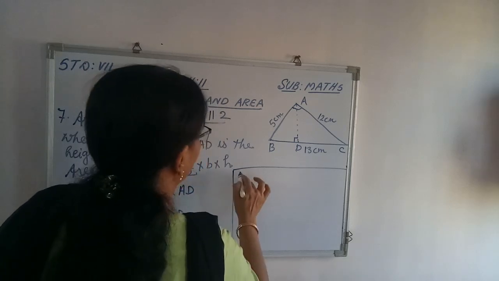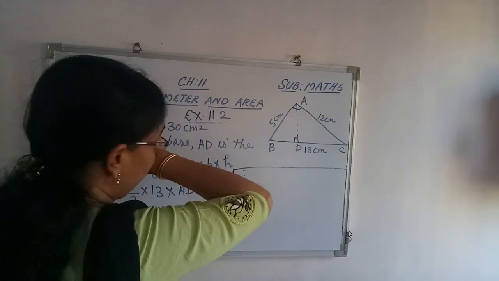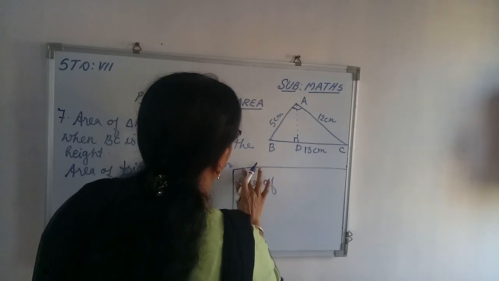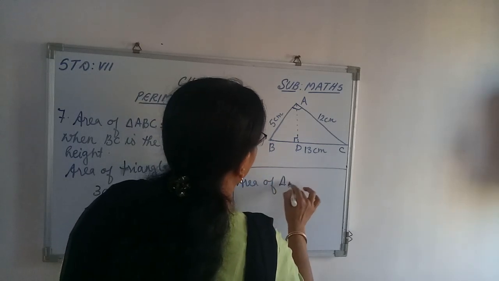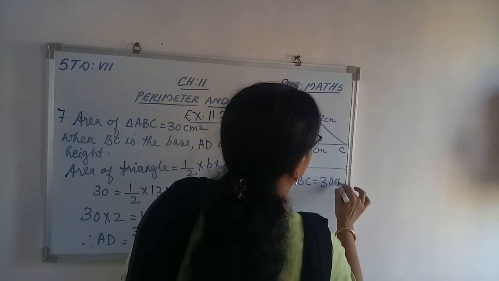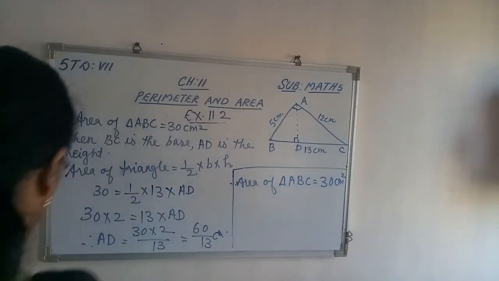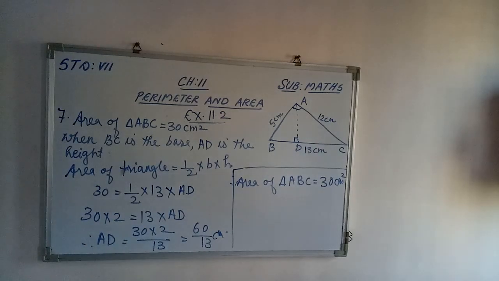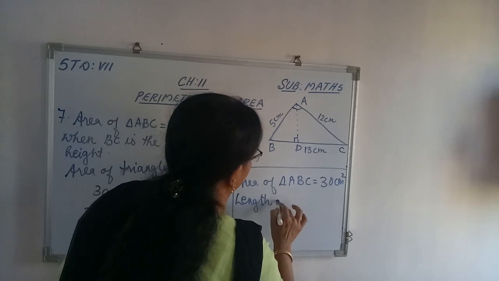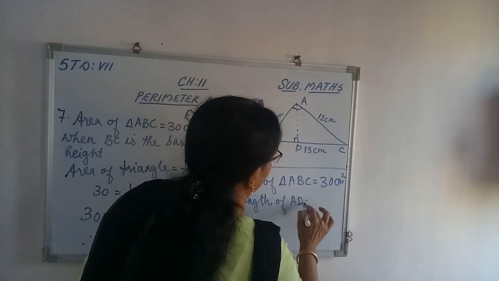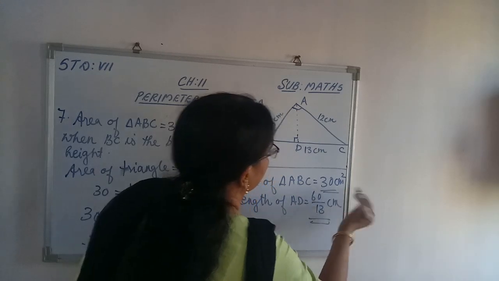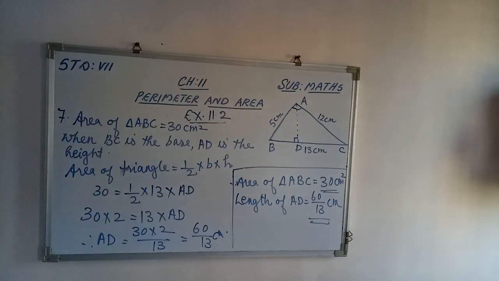Centimeter. So, therefore, what was the question? Area of triangle ABC is equal to 30 centimeter square. Then length of AD is 60 divided by 13 centimeter. This is the answer.